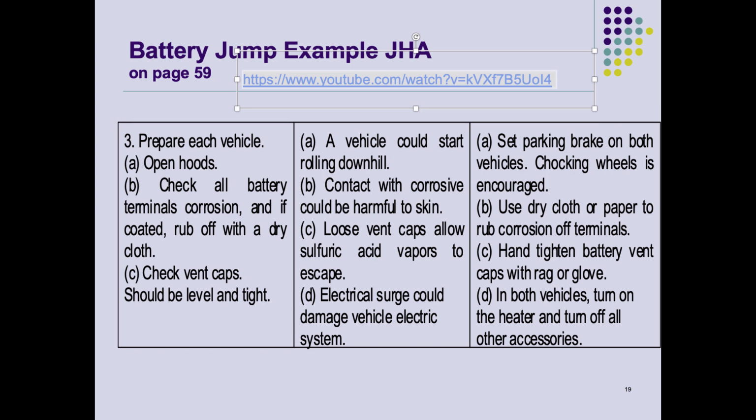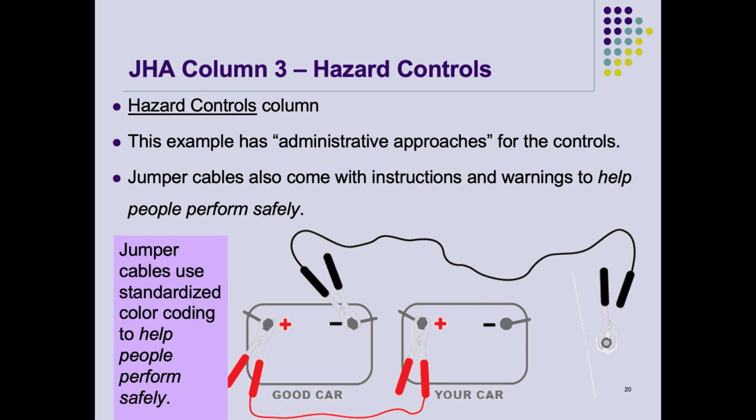You open the hood, you check the battery terminal, you check the vent caps, and then you kind of go forward from there. And so this hazard control column will tell you about the administrative controls that you should put into place. And although a really low-level administrative control is to read the directions, maybe that tells you that if you have people who are of different nationality or who may not take the time to read the directions, then you need to have a simple graphic that shows them how to do their job.